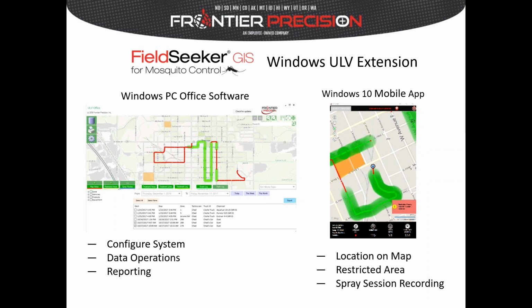Let's switch directions a little bit, and we'll talk about the recent improvements to and planned upcoming improvements to the Windows ULV. The truck spray tracking software, the FieldSeeker Windows ULV extension, is a two-part system, basically a Windows desktop office app, which does your reporting, configuration, and data operations, and then a mobile app for the drivers in the trucks to see where they're at on the map, record spray sessions, and have warnings for restricted areas.